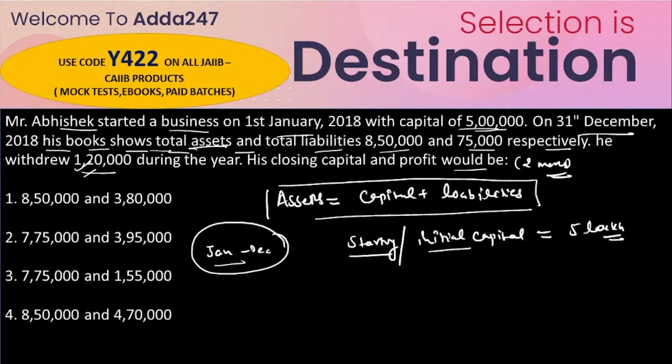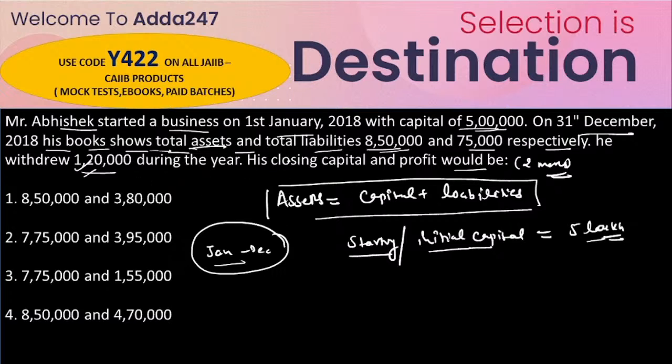That is total assets, 8,50,000 rupees, and total liabilities, 75,000 rupees respectively. So from this, we can find out the closing capital, isn't it? Look, this is our initial capital, 5 lakh rupees, and we have to find out the closing capital.